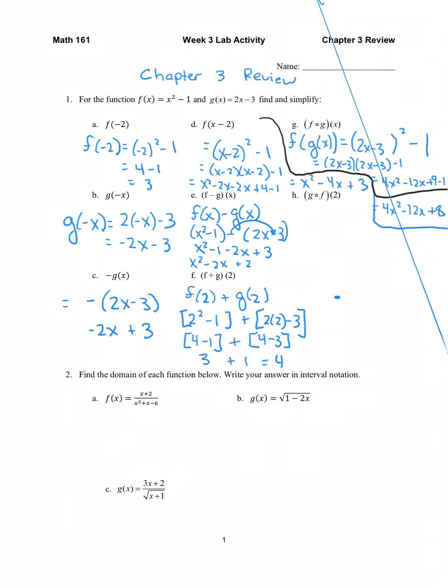And for letter H, we first have to find f of 2, and we'll go ahead and plug that in for x. And then we're going to take that answer, the 3, and we're going to plug it in for x for our g function.